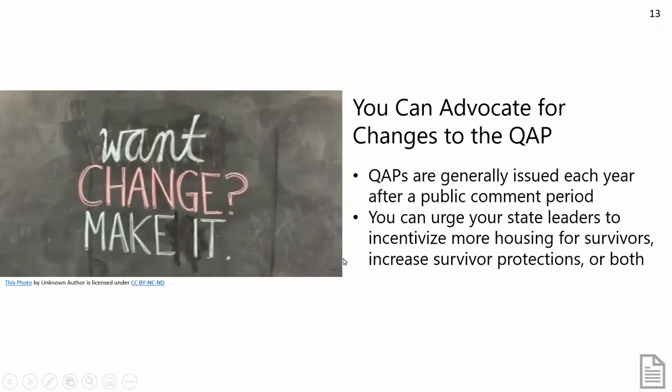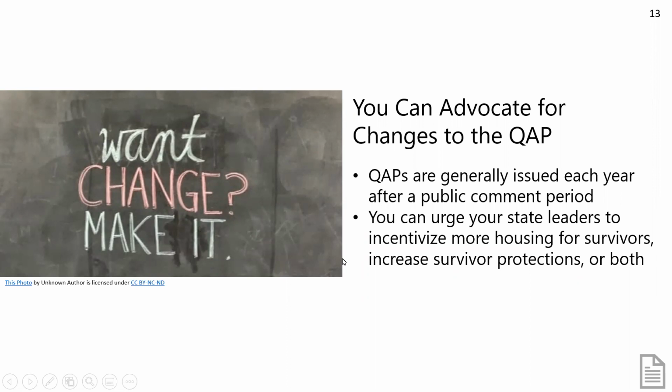So you can be part of making changes to the QAP. It's a document that is generally issued every year. It can vary a little bit. Sometimes states do them for multiple years. There's a few funky states out there. But roughly it's going to be annually, and there's going to be some kind of public comment period where you can submit comments or possibly talk at a public hearing. Again, it's going to vary by state what that looks like.